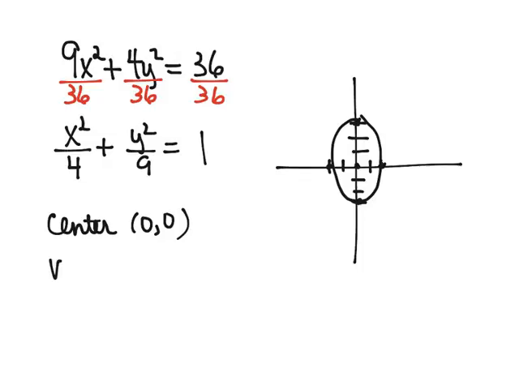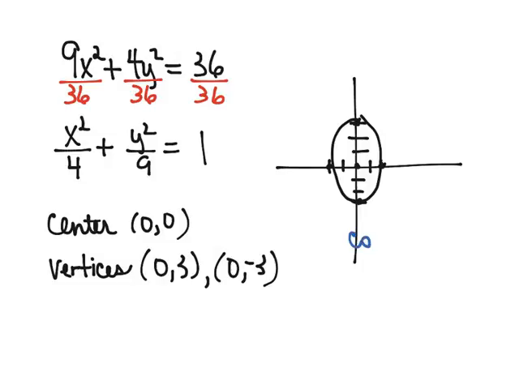The vertices of the ellipse are the endpoints of the major axis, which is the long axis. So in this case, that's going to be 0, 3 and 0, negative 3. In some texts, they may ask you to find co-vertices. The co-vertices would be the endpoints of the minor axis, which is the short axis. And in this case, that would be 2, 0, and negative 2, 0.